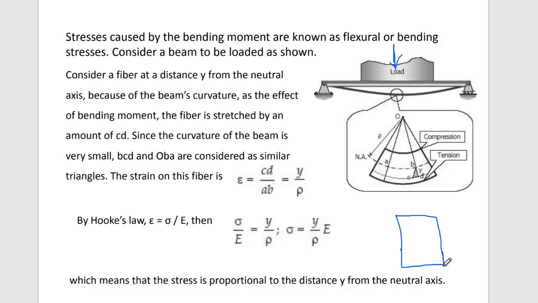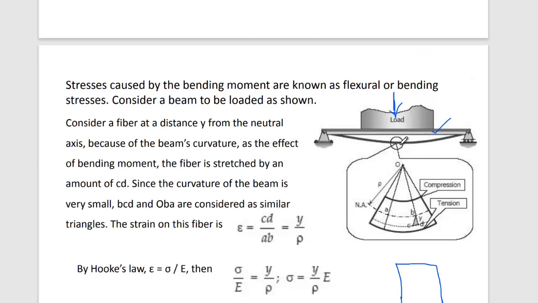Suppose this is the cross section of this beam. If you take this, this is the deflected shape. After the deflection, this is the deflection line, so the neutral axis of the beam would look like that. Here we know that below the neutral axis it would be tension, and above it would be compression due to this kind of loading.